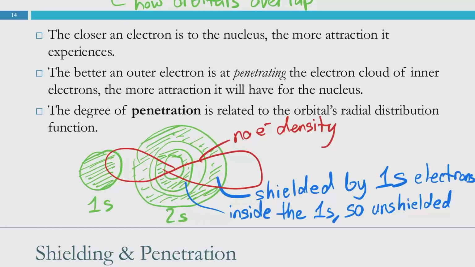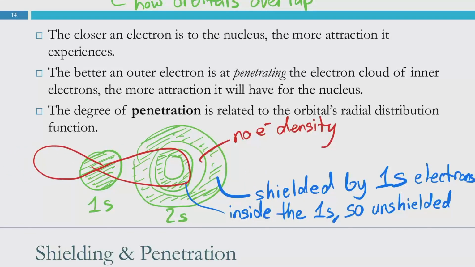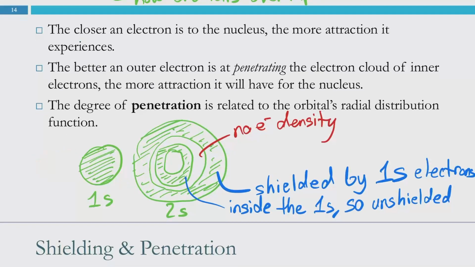If we've got a p orbital and we overlap that with our 1s, we've got very little overlap between our p and our 1s. So the amount of time that's spent inside of the 1s, or the amount of density that's inside the 1s, is much smaller compared to our 2s, which has the whole donut ring in there. So less penetration.